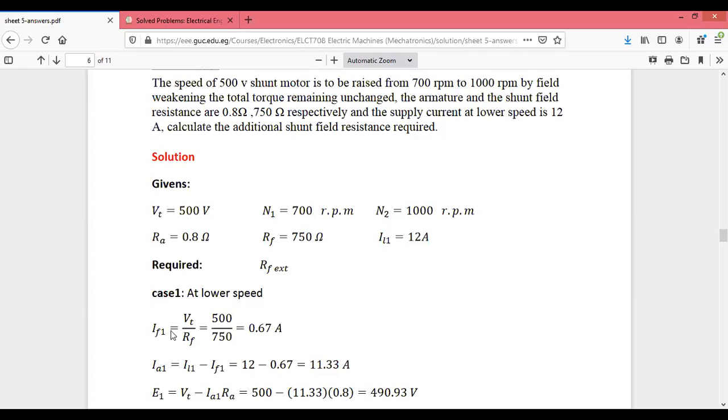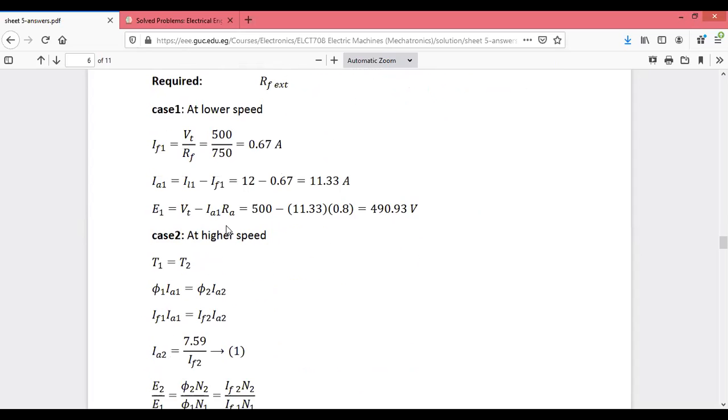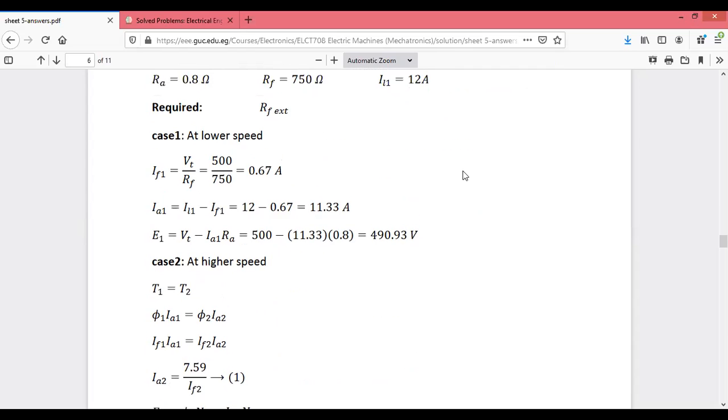And when we take that field resistance, the field current is nothing but 0.67 ampere. So if you write this value, you will get the armature current as 11.33 ampere. Again, we have the armature resistance, the value of armature current, and the supply voltage, so you will get the value for the EMF. At lower speed, if you solve, you will get E1 equal to 490.93 volt.